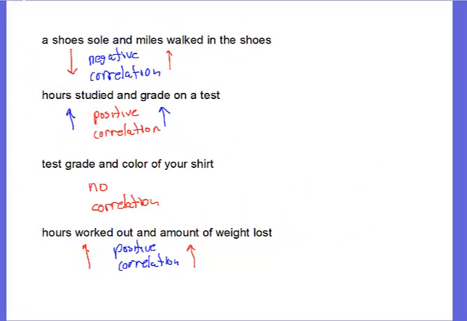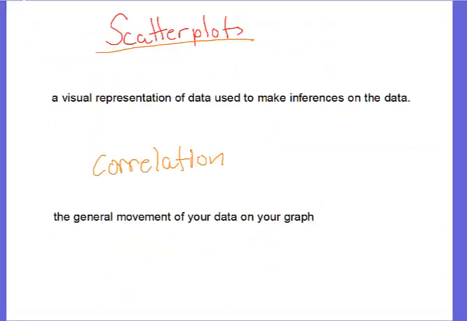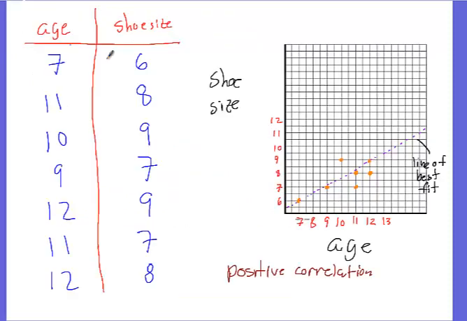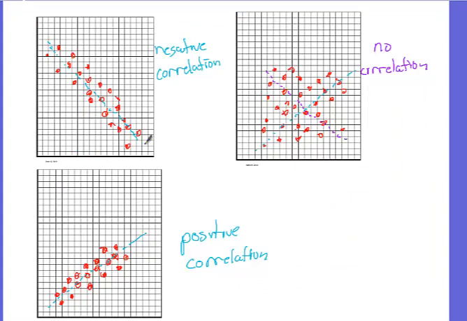Okay. So basically that is the quick little video on scatterplots. Again, a scatterplot is a visual representation of data used to make inferences on the data. And then the next thing we talked about was correlation. It's the general movement of the data on your graph. As you saw here, since our data was increasing, it had a positive correlation. The data is decreasing, negative. If there's no relationship, it's no correlation. And again, if it's going up, it's a positive correlation.